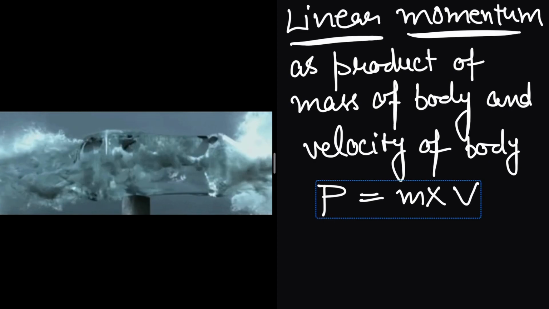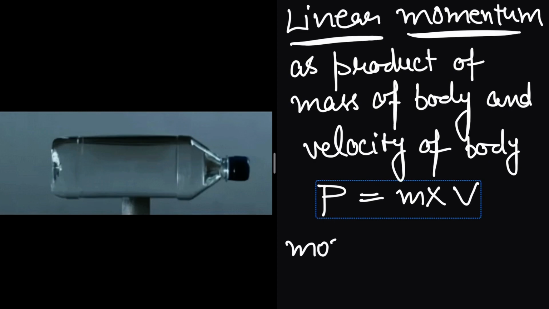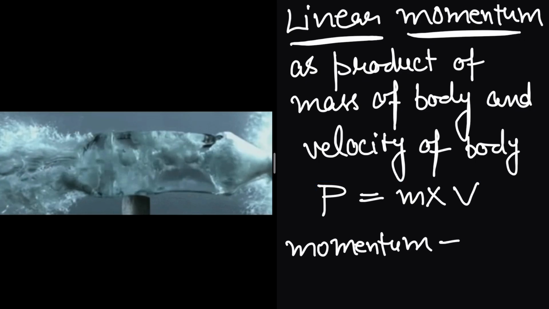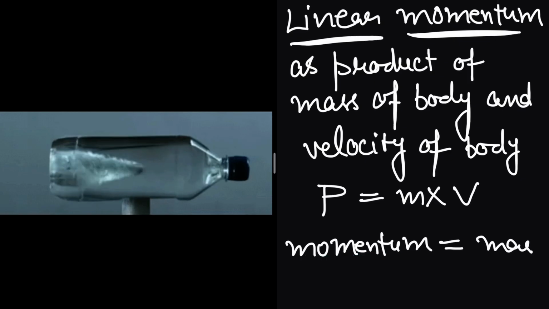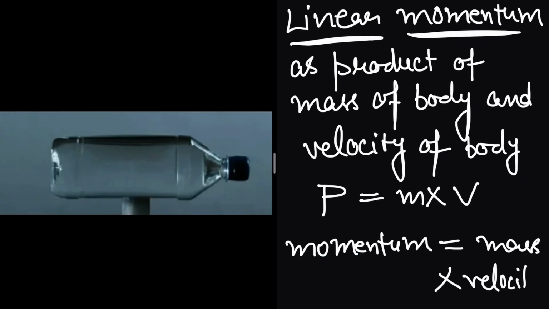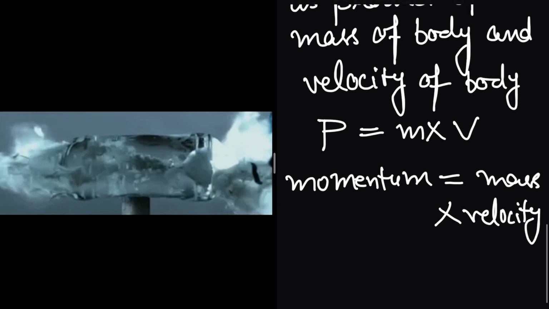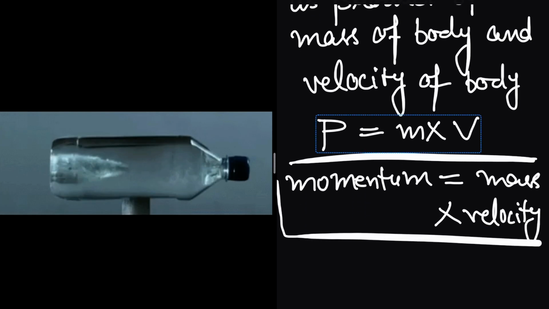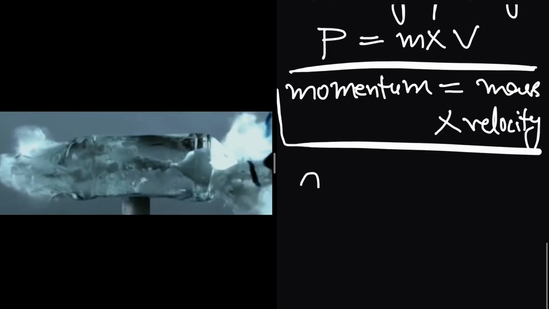What is P here, students? P is nothing but momentum. P denotes momentum, m denotes mass, and v denotes velocity. So momentum is nothing but the product of mass and velocity. Clear? Now, one more question comes here: momentum is which quantity?